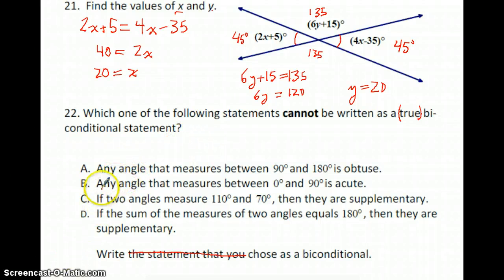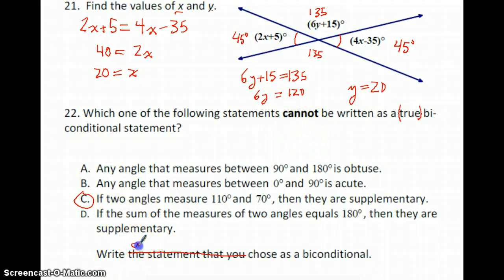Which one cannot? Any angle that measures between 90 and 180 is obtuse. Well, that works, because if it's obtuse, then it's between 90 and 180. Any angle that measures between 0 and 90 is acute. If I read that backwards, if it's acute, then it's between 0 and 90. That would be fine. If two angles measure blah, blah, blah, then they are supplementary. If I read that backwards, if they're supplementary, then they're this. Not exactly true. So I think that's going to be the problem. If the sum of the measure of two angles is 180, then they're supplementary. If you read that backwards, if they're supplementary, then the sum is 180. That's fine. So it's C. I can't write the statement that I chose as a biconditional because I chose the one that cannot. So that doesn't make sense.